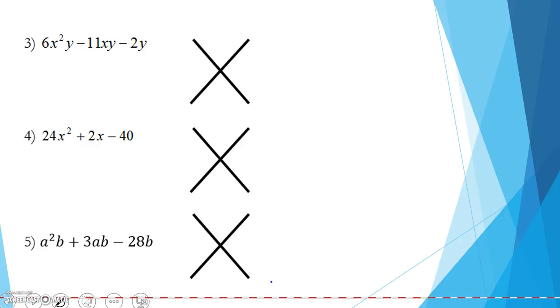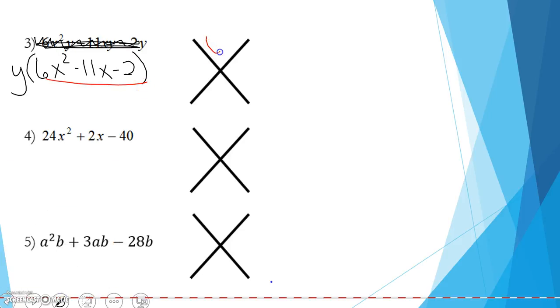All right, for the next one, I check for GCF. This has a GCF of y. They all have y's, so I take a y out: 6x squared minus 11x minus 2. Now I can ignore that original problem. I'm just focusing on what's left inside the parentheses. So I take the first number, 6, and multiply by the last number, negative 2. I get negative 12. Then I put the middle number down bottom, negative 11.